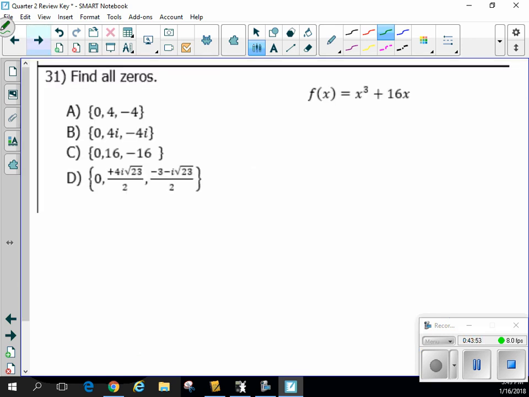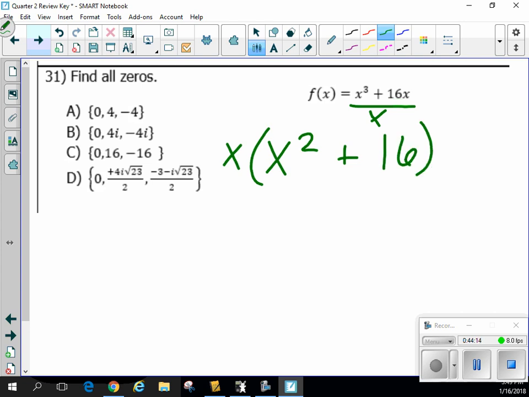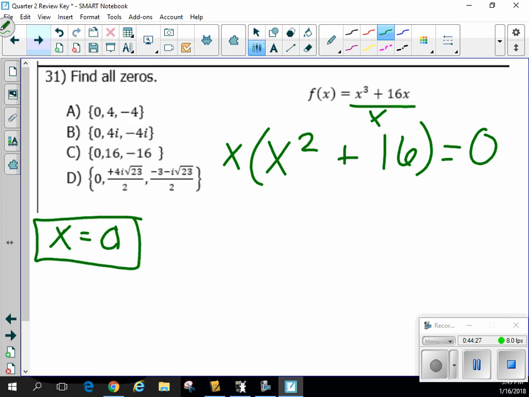And last but not least, number 31 says find all of the zeros. So this is target 8D, all right? And when we look at this one, you first want to see, hey, do I have a GCF here? I do. You can take out an x from everything. So if we take out an x, we're left with x squared plus 16. Now this equals 0. So you want to set each factor equal to 0. So x equals 0 is going to be first, then x squared plus 16.